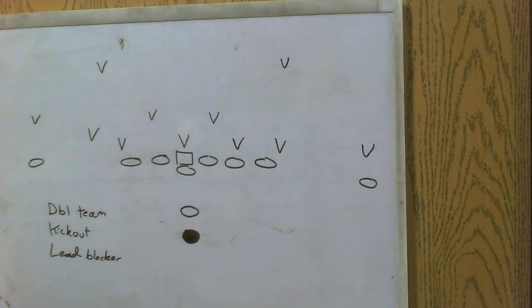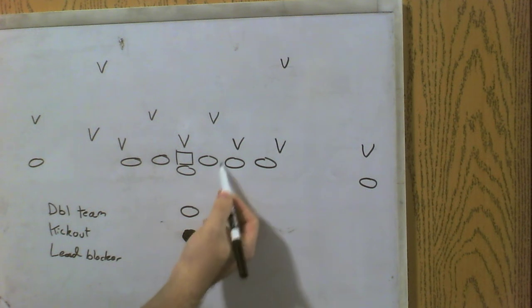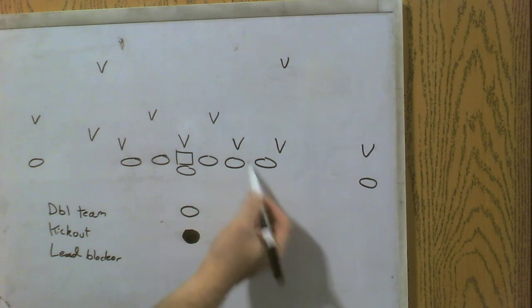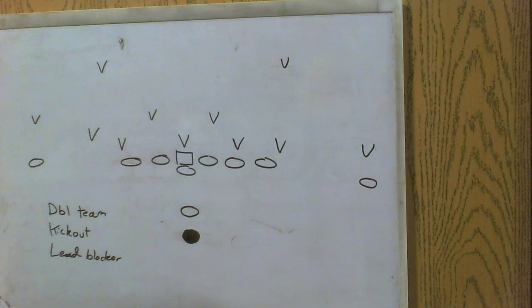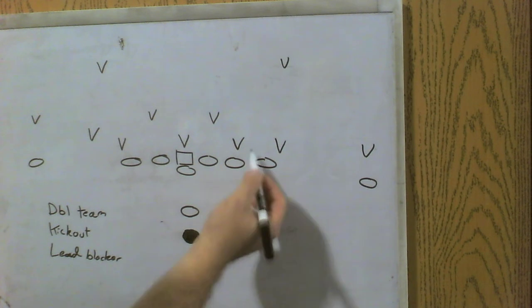We're going to say we're running power right. So running power to this side. Now, power is an off-tackle play. Typically, it attacks either the B gap, which is the guard tackle gap, or the C gap, the tackle tight end gap. Most people teach it as a C gap off-tackle play.